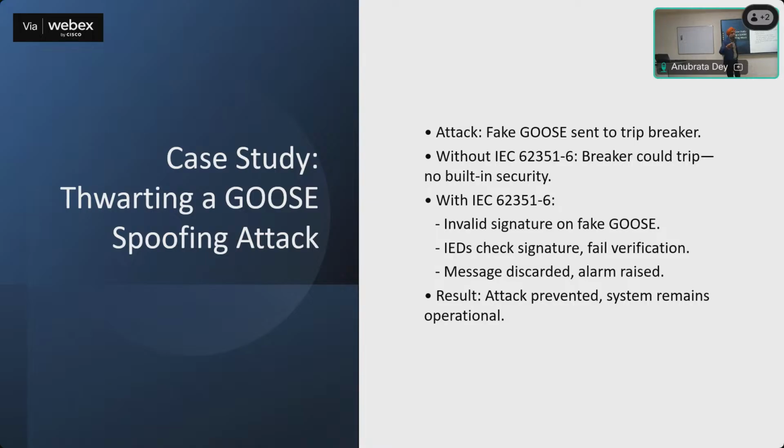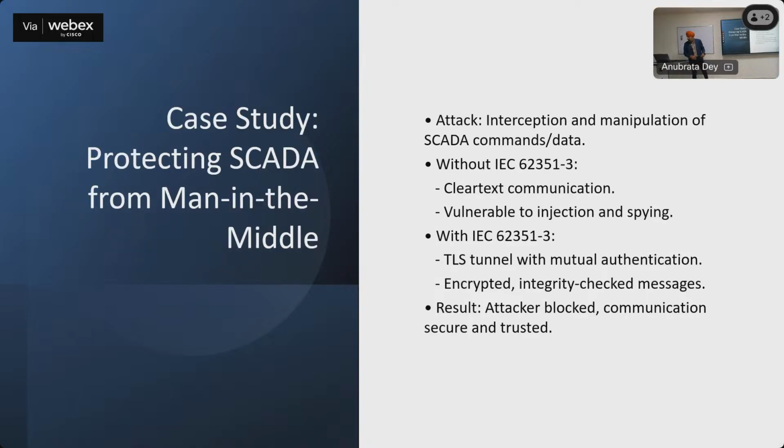Without that, there is no security. Without IEC 62351-6, there is no security. With that, obviously the signature will be invalid on the fake GOOSE message, and the message will be discarded and an alarm will be raised that somebody is trying to hack into the system. So that's just one scenario that I have.